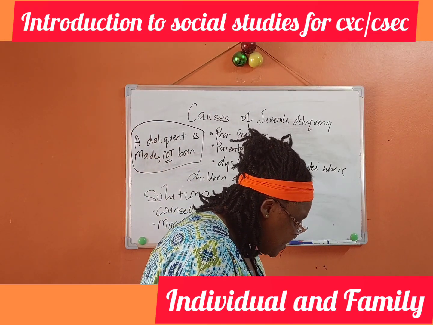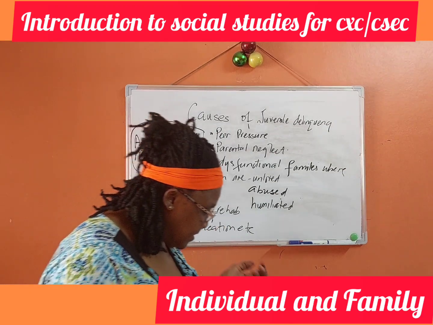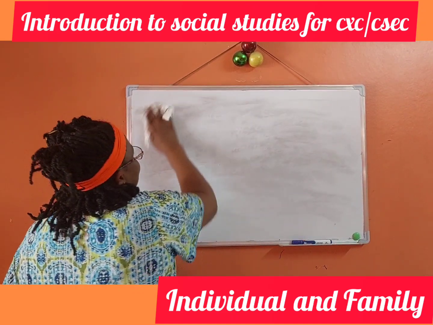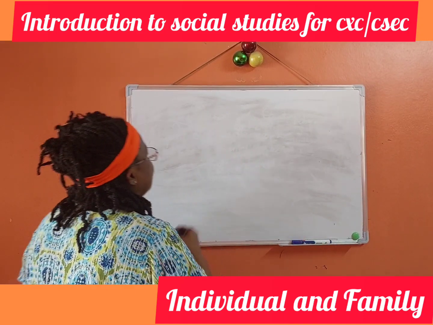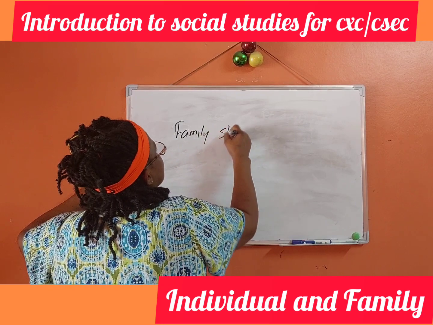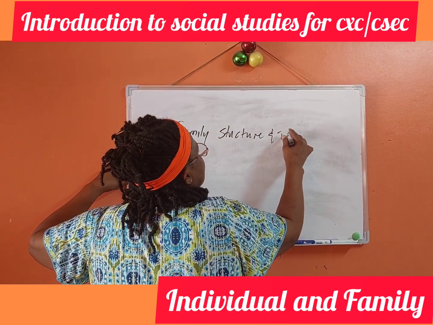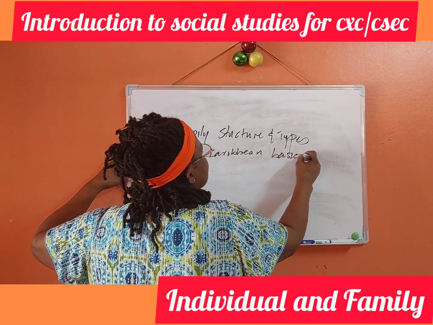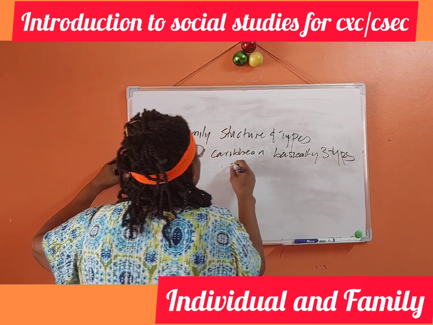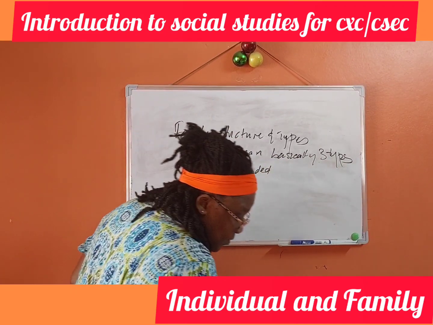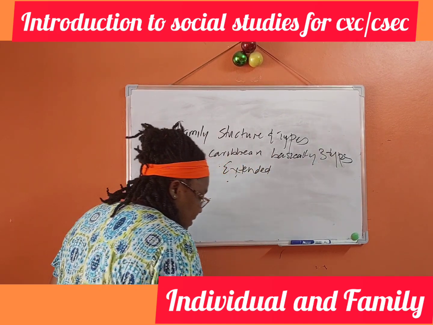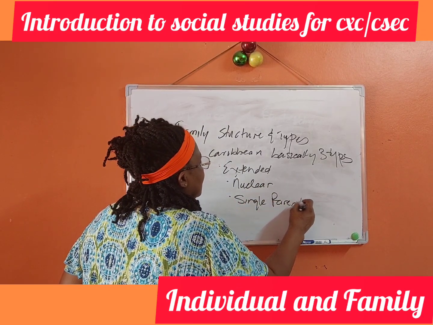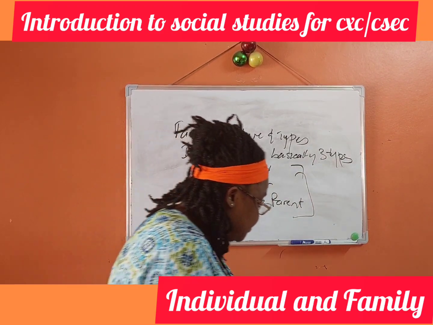And so continuing with the family types, we say in the Caribbean, we have different family structures, mainly three. So we're looking at the extended family, and to understand what is meant by the term extended family, we're looking at family structure and types. All right? And we are saying in the Caribbean, we have basically three types. We have the extended, we have the nuclear, and the single parent. Okay. So we're going to discuss these briefly.